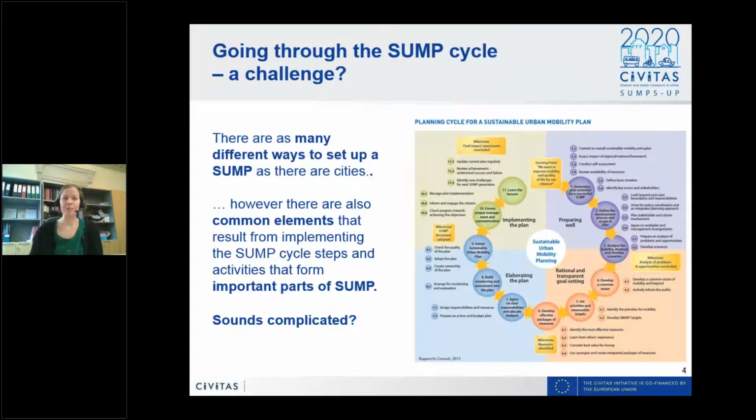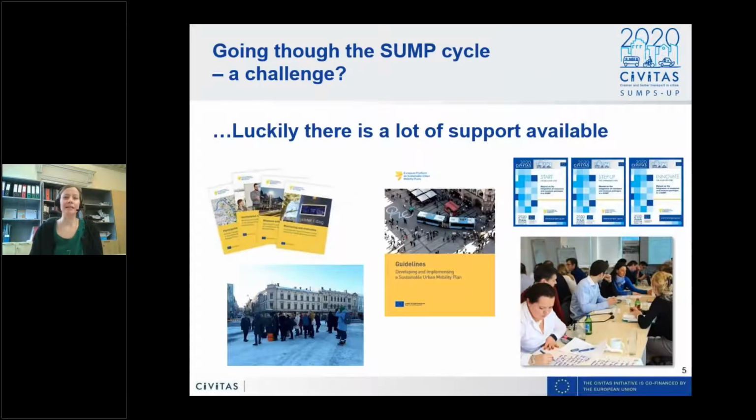And it may sound complicated because it has different kinds of steps that you need to go through. But luckily there is quite a lot of support already available for cities to implement SUMPs. There are different kinds of guidelines and different kinds of training workshops organized where cities have the possibility to exchange with each other. And this is of course one of the opportunities as well to learn from one another.